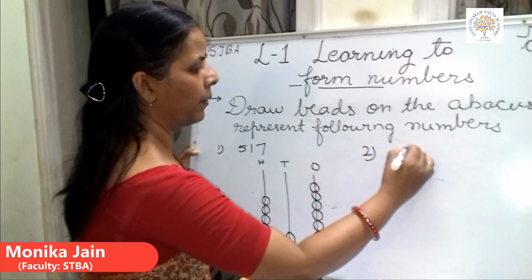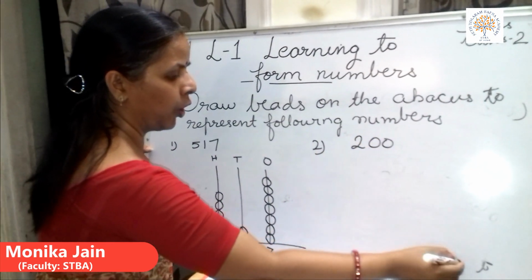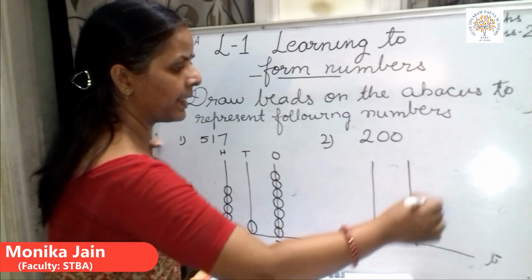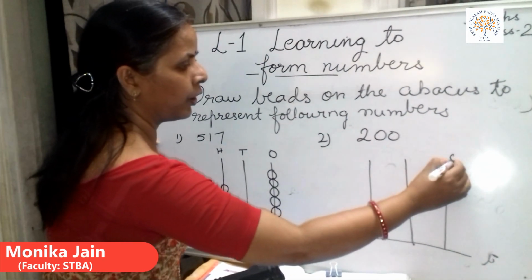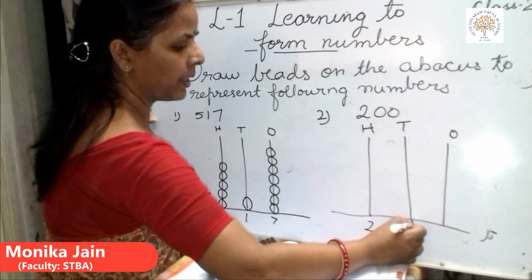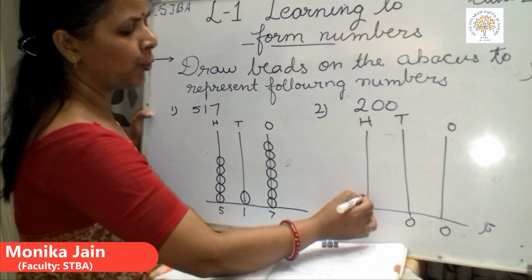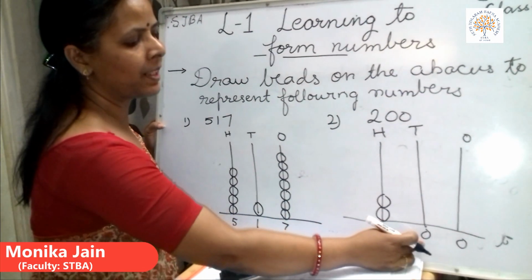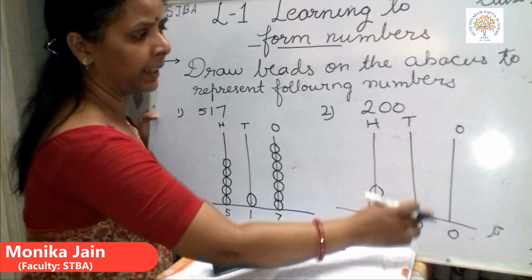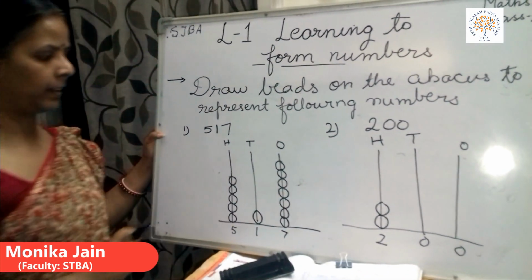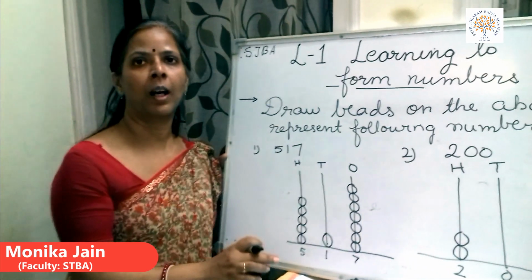One more example. Draw a sleeping line. 3 digits are there. 3 standing lines. Write on the top ones, tens and hundreds, right below the digits. 2 means you will have to draw 2 beads. At the tens place the number is 0, you will draw nothing. At the ones place the number is 0, you will again draw nothing. This is how you draw an abacus.